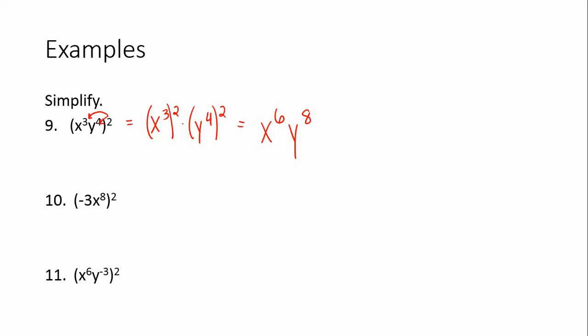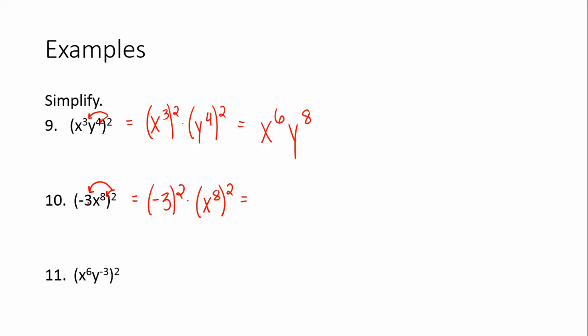In example 10, we have negative 3x to the 8th, and it's all being squared. So that means the negative 3 is getting squared, and the x to the 8th is getting squared. So if we write this out, we have negative 3 squared times x to the 8th, and it's also being squared.